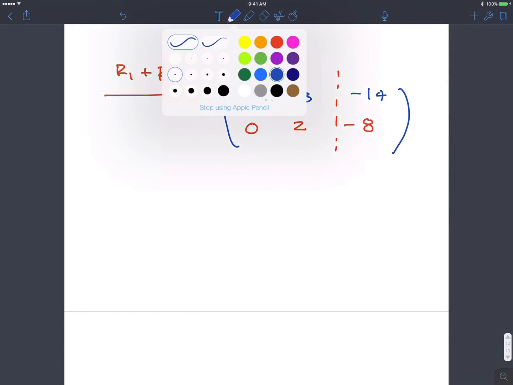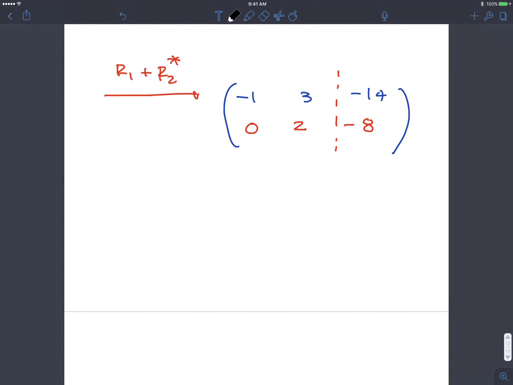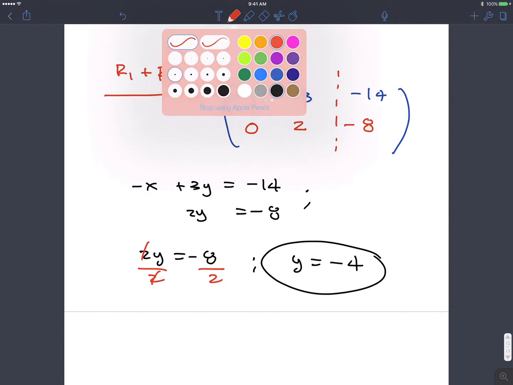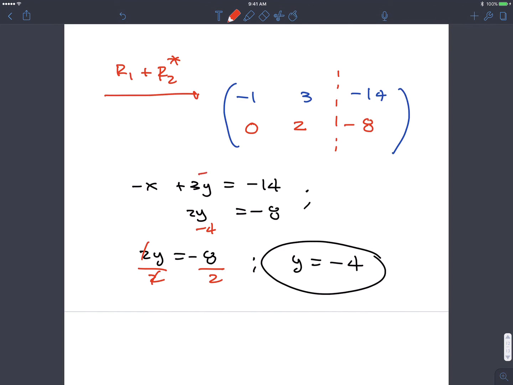We're going to use these entries to write our system. Negative x plus 3y is negative 14, and 2y is negative 8. So using 2y is negative 8 by dividing both sides by that 2, we obtain y being negative 4. Wherever there's a y, I can replace it with a negative 4.